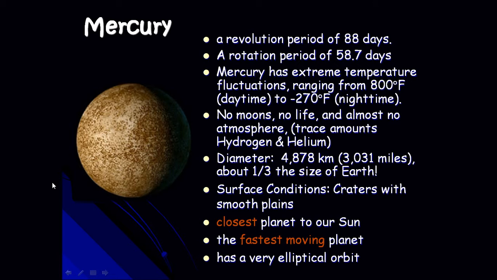The surface conditions consist of craters with smooth plains, very similar to our Earth's moon. The closest planet of all, as I mentioned, and it is also the fastest moving planet. And unlike the other ones, it has a very elliptical type of orbit, which makes it unique in its pathway of travel.